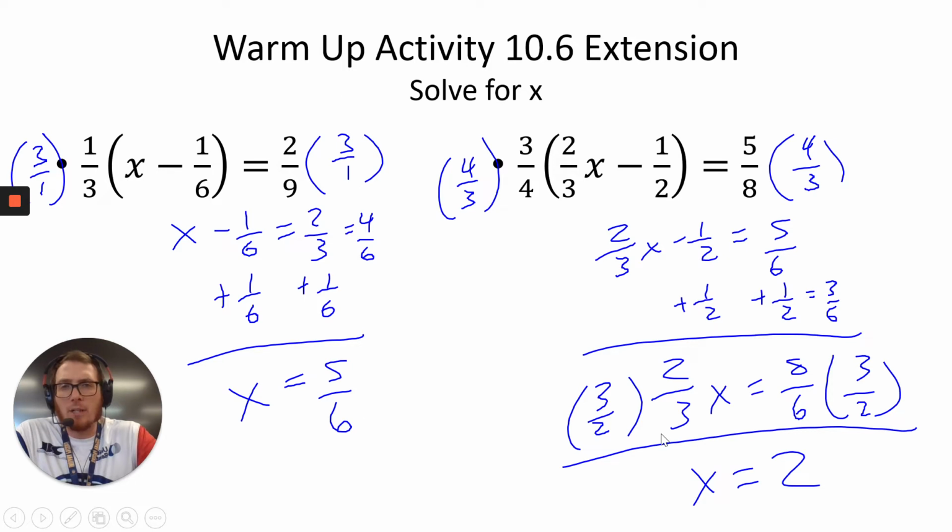The key thing that you want to take away from this slide is dealing with this fraction coefficient out front. Maybe to get rid of it, just multiply by the reciprocal.